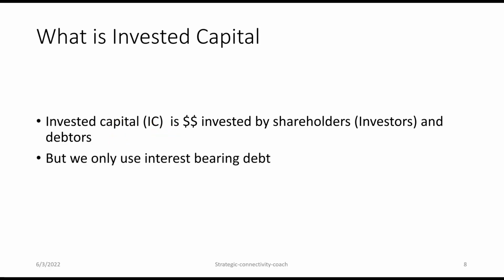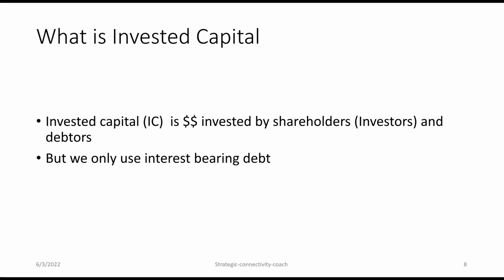Now, when we're doing the calculation for invested capital, when looking at the return, we are only going to use interest-bearing debt, because there are other debts on the balance sheet, like accounts payable. Accounts payable is the money that the company owes the suppliers, but they're not paying any interest on it. There is no interest charge on it. A company may have an agreement with their suppliers to say, hey, we're going to pay you in the next 30 days or next 45 days or next 60 days.